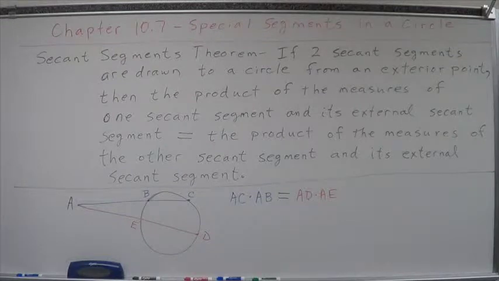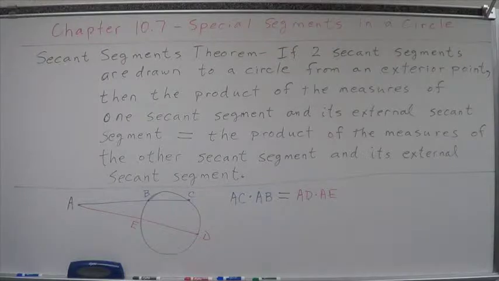Okay, the second theorem I'm going to call the secant segments theorem because it has to do with secants and treating them as segments. So let's look at this. A lot of words, we'll try to make sense of it. Secant segments theorem. If two secant segments are drawn to a circle from an exterior point, okay, we start those secants at the same point exterior, on the outside of that circle. Then the product of the measures of one secant segment and its external secant segment equals the product of the measures of the other secant segment and its external secant segment. Wow, a lot of words.